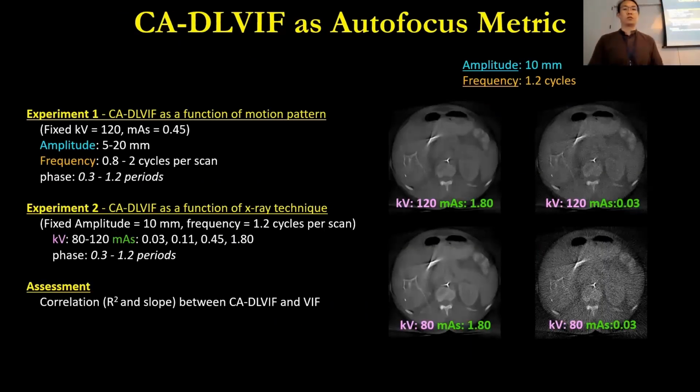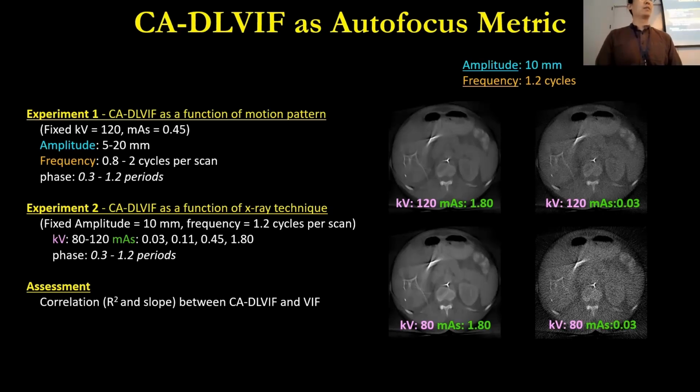Once the network is trained, we need to evaluate its performance. We designed the following experiments to see how well the DLVF will recreate VF under different scenarios. In the first experiment, we fixed the scanning protocols, basically the KV and MAS for the scan, but we applied different amounts of motion with different amplitude and frequency, and also phase shift of the motion.